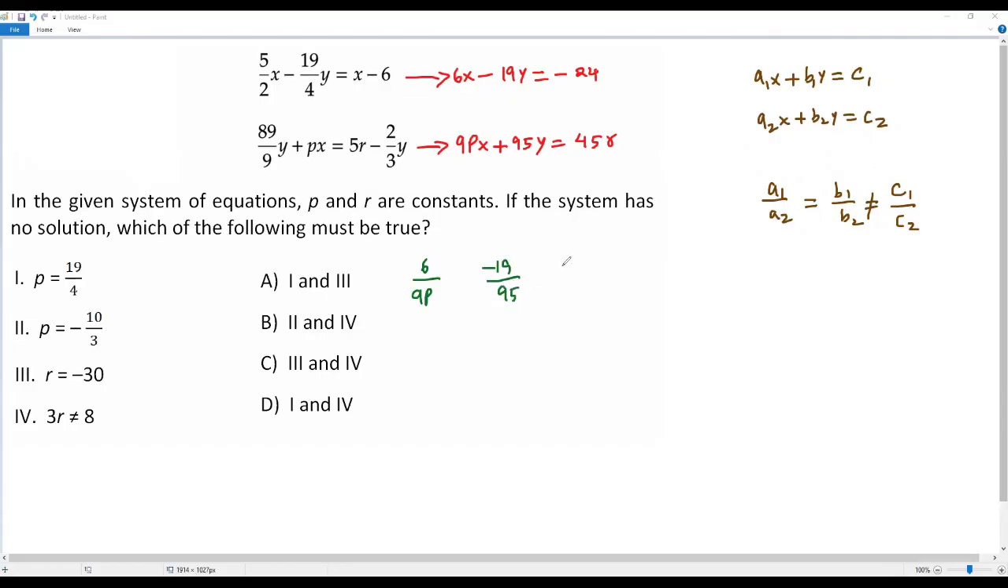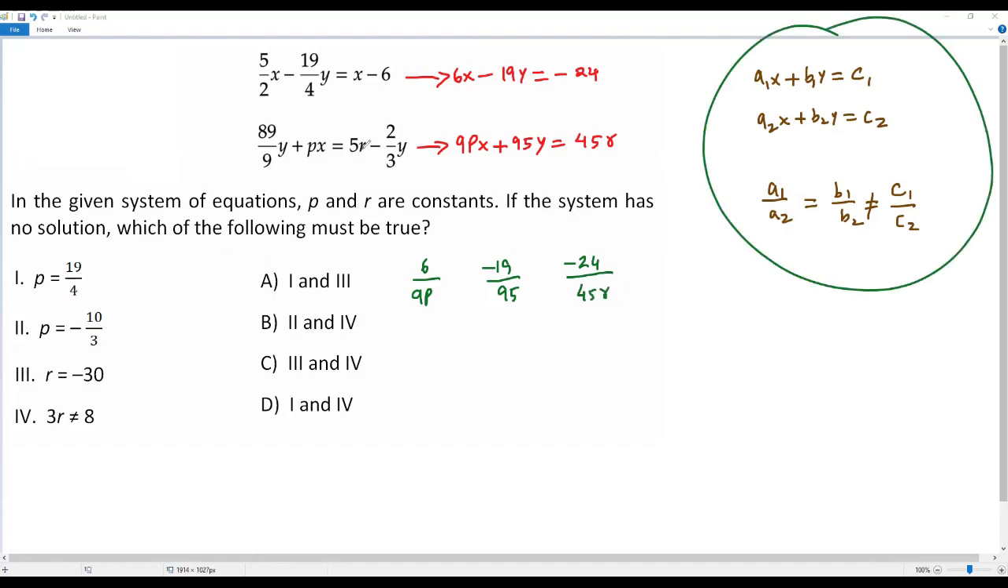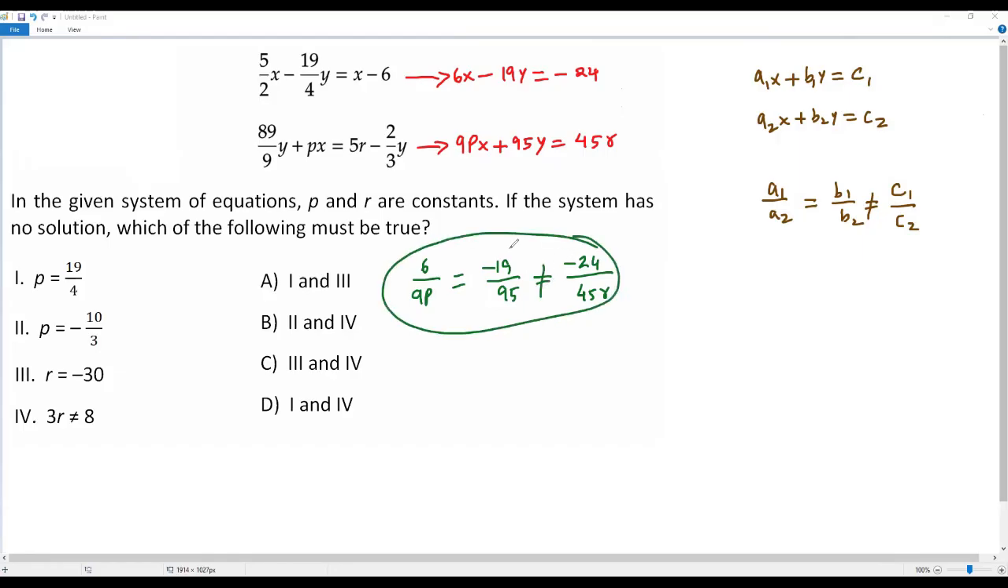And the ratio of the constant terms is negative 24 over 45r. Okay, here according to what we have discussed over here, if the system of two linear equations in standard form has no solution, then the ratio of the coefficients of x and the ratio of the coefficients of y must be equal, and both these ratios will not be equal to the ratio of the constant terms.